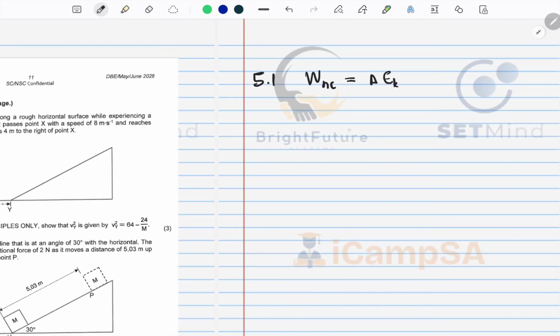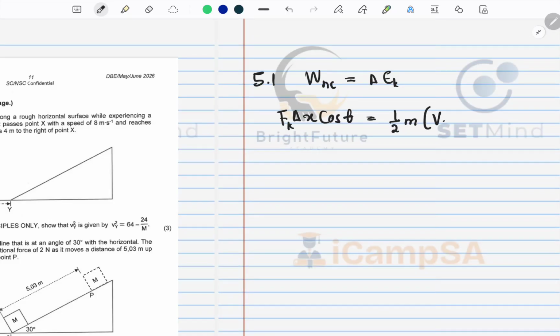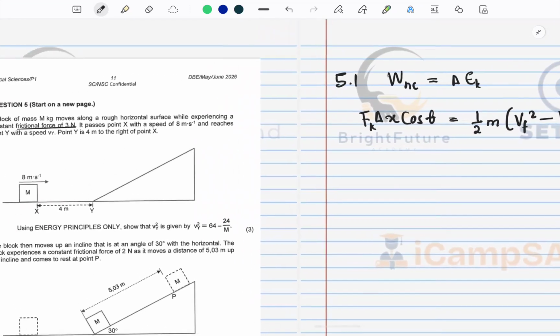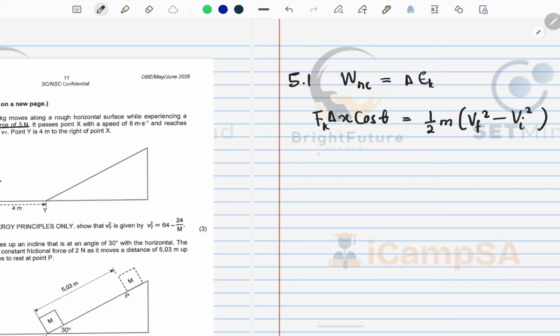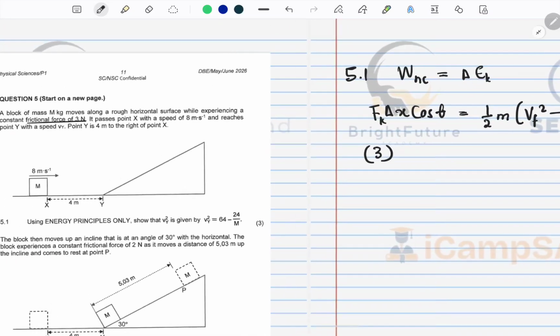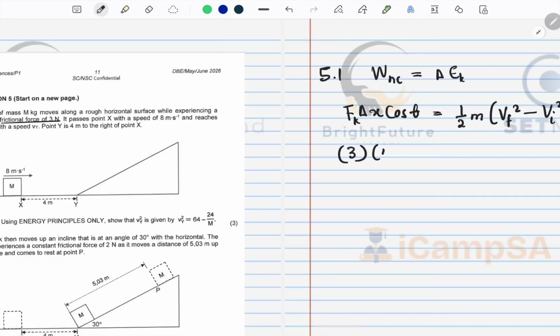Okay, so that means the work done by this force is going to be Fk delta x cos theta, and it's going to equal 1 over 2 m, and then Vf squared minus Vi squared, like so. This is your change in kinetic energy. Okay, so Fk is 3 newtons, and then our displacement is 4.